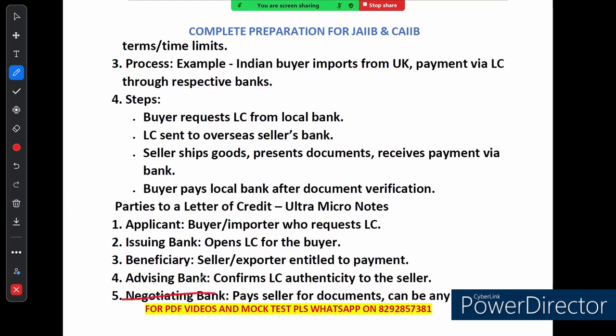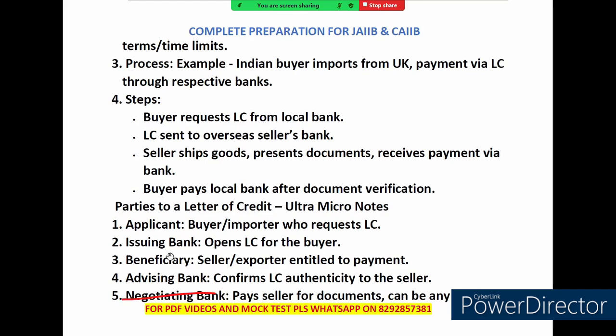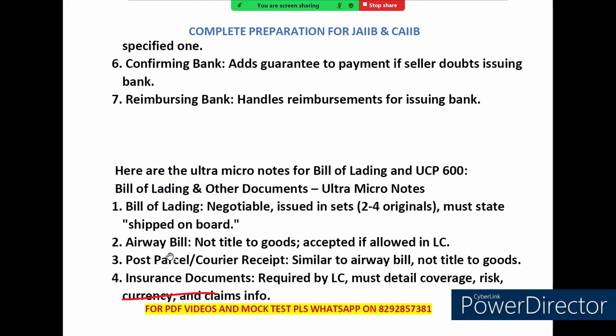The negotiating bank pays the seller for documents and can be any bank or a specified one. Then there is a confirming bank, which adds a guarantee to the payment if the seller has doubt about the issuing bank. Lastly, the reimbursing bank handles the reimbursement for the issuing bank.